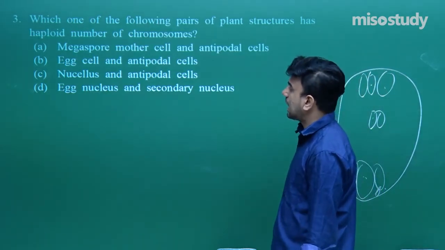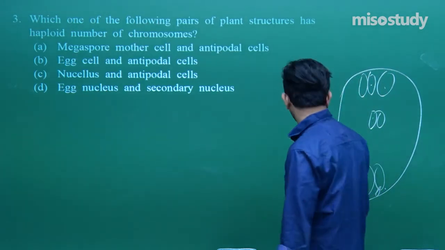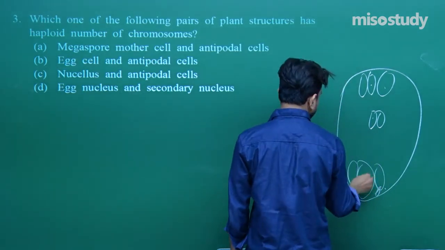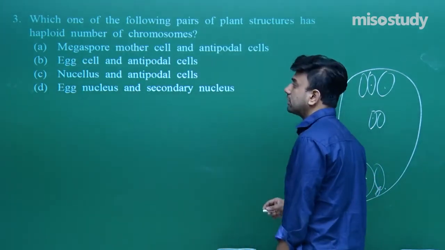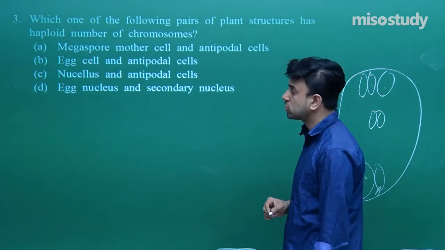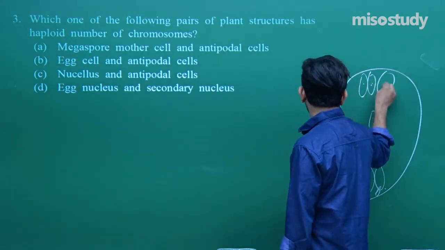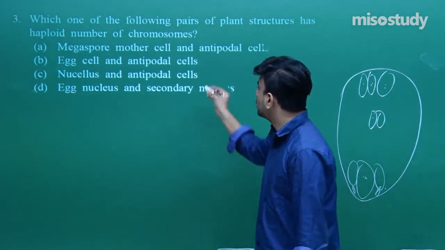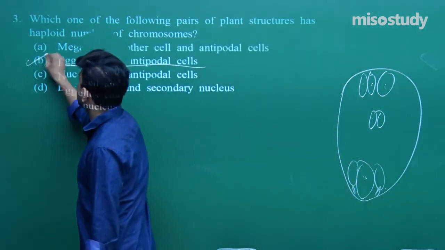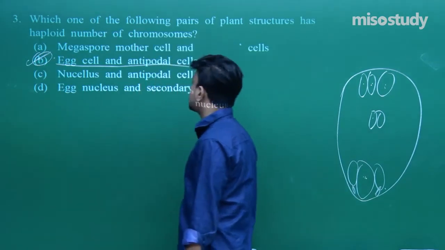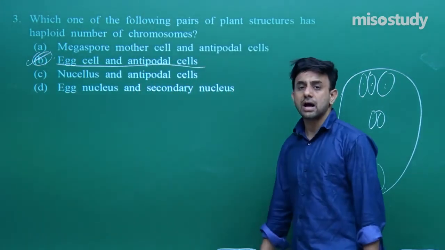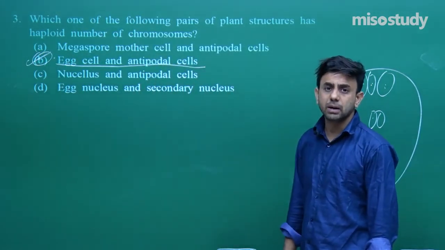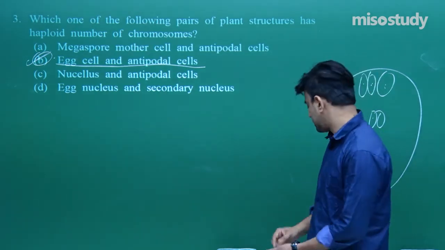No. The egg cell and the antipodal cell, definitely. Why? Because here is the egg cell. This is half the number of chromosomes, haploid number of chromosomes n, and even these antipodal cells are also having the n number of chromosomes. So the answer for this would be B, that egg cell and the antipodal cells have haploid number, that is half the number of the chromosomes.